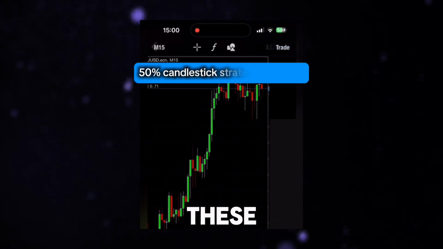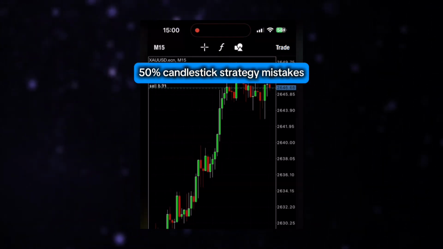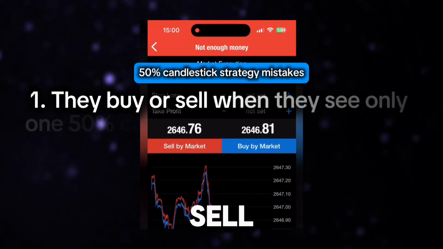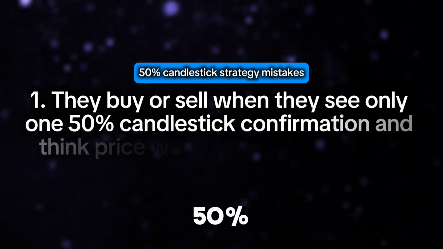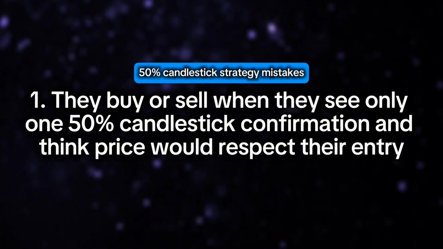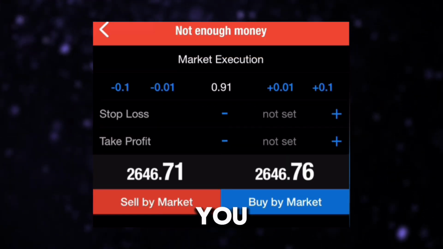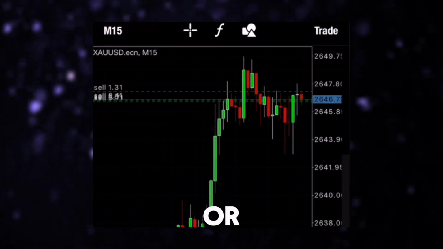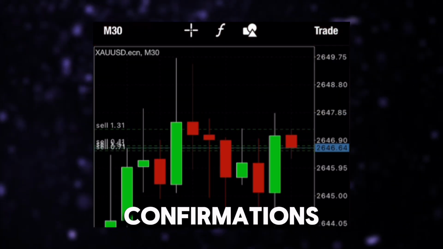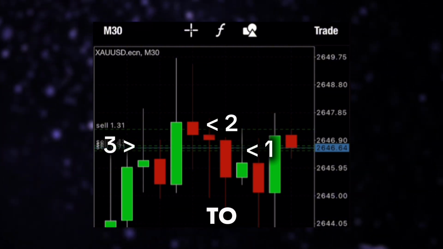That said, these are the 3 things most people do to make this strategy not work. 1. They buy or sell when they see only one 50% candlestick confirmation and think price would respect their entry. To really get the best out of this 50% strategy, you have to make sure you buy not only when you get 1 or 2 candlestick confirmations, but with 3 or more, because this increases win rates 2 to 1.